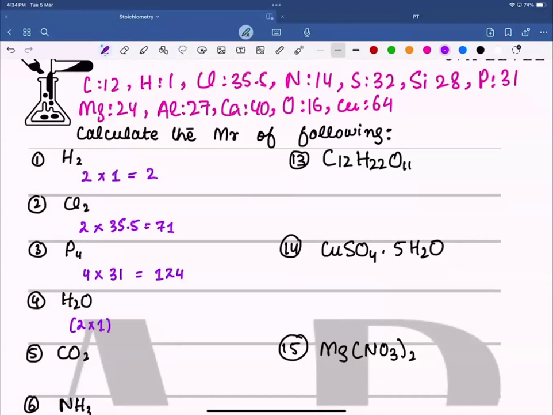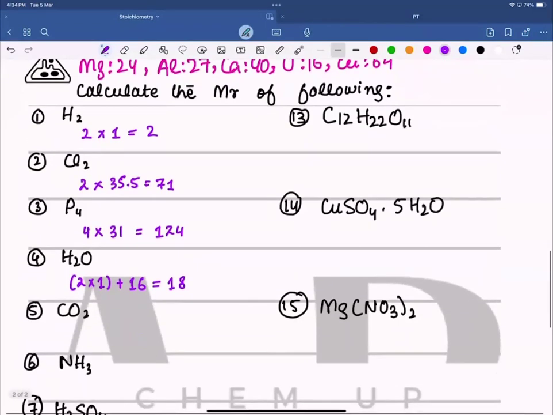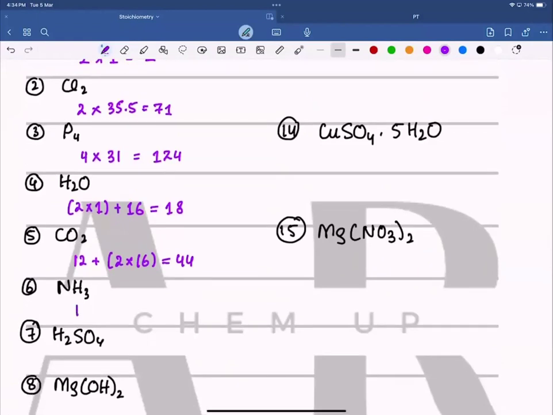2 times 1, as there are 2 hydrogens and only 1 oxygen. So 2 times 1, 2, and plus 16, 18. Then 1 carbon, 12. 2 oxygens, so 2 times 16, 32, and 32 plus 12, 44. Nitrogen, 14. And 3 hydrogens, so 3 times 1, 3 plus 14, 17.